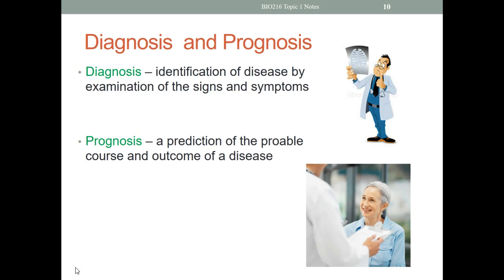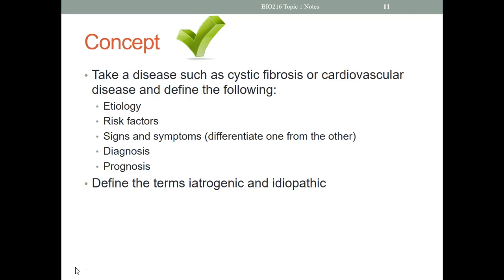Prognosis is the predicted outcome of the disease. Okay, at the end of each section I will have a concept check, and at each of these concept checks you should review the material and just make sure you understand. For instance, in this concept check you want to be able to take a disease such as, say, cystic fibrosis and see if you can define the following terms.